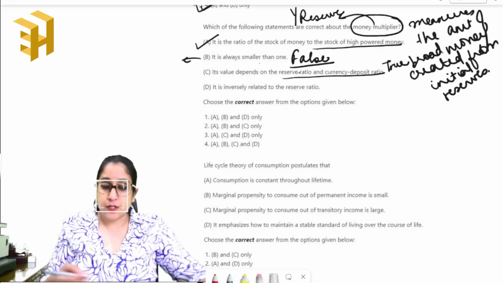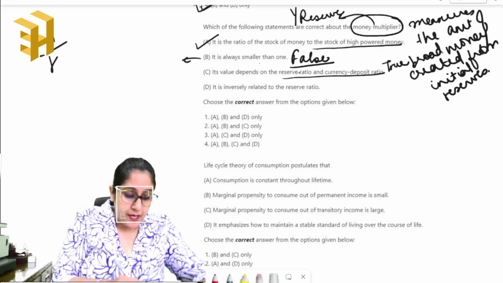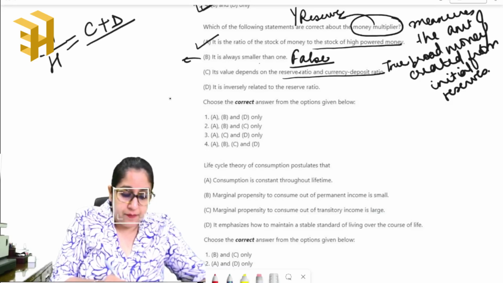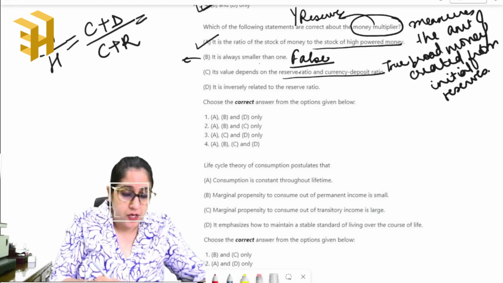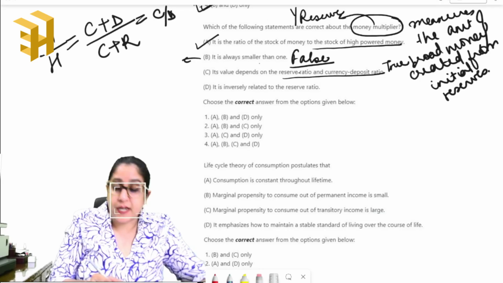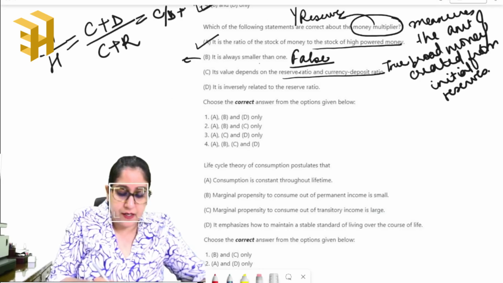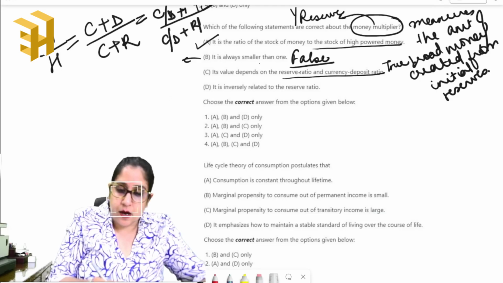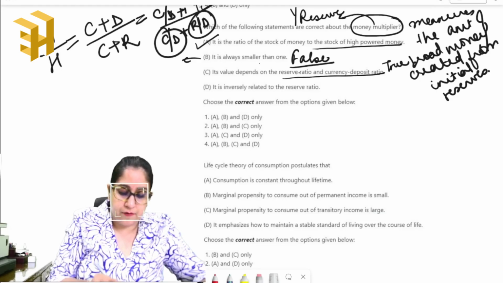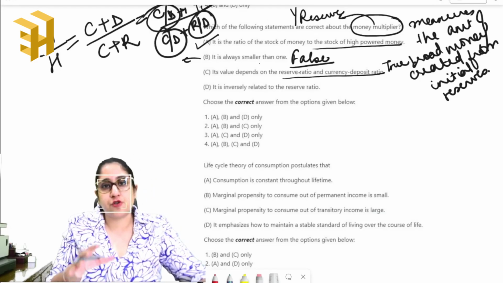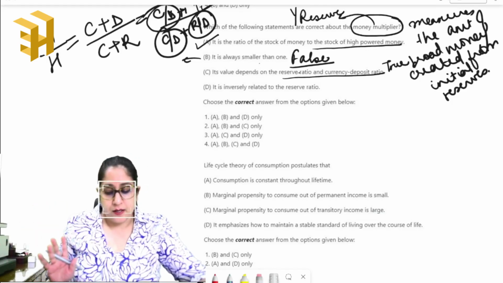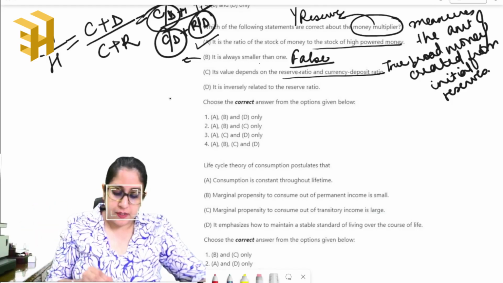Its value depends on the reserve ratio and the currency deposit ratio. That's true. So we'll just briefly mention M by H, which is your money multiplier, is equal to C plus D upon C plus R, currency plus demand deposits and the reserves. Dividing both numerator and denominator by D, we get C by D plus 1 upon C by D plus R by D. These are the reserve ratios. The cash reserve ratio, the total reserves that are kept out of the total deposits that are there. Okay, so this statement C is true.